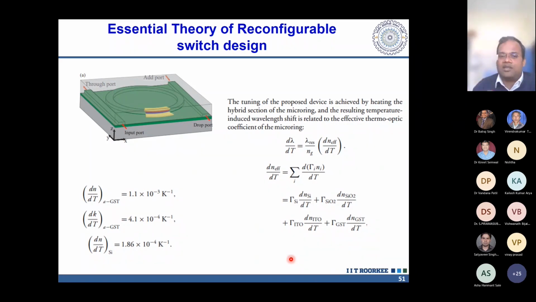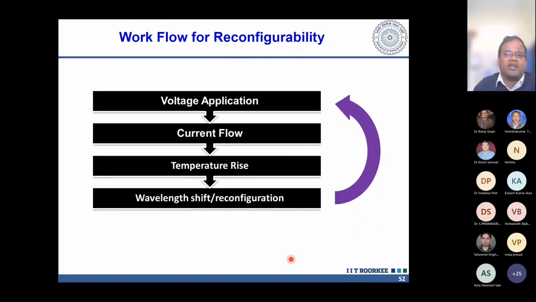So in the hybrid section where GST and silicon are both present, the heating will mainly come from the amorphous phase of the GST. This is a typical workflow: you apply the voltage, the current will flow, and this current will cause the temperature to rise, which will cause the wavelength shift, which is basically a reconfiguration phenomenon, and you repeat it.